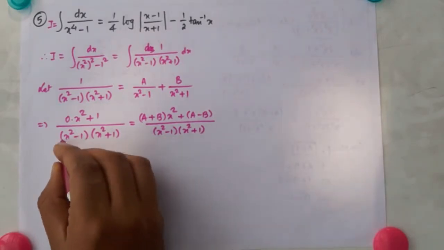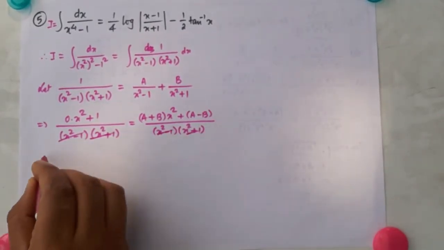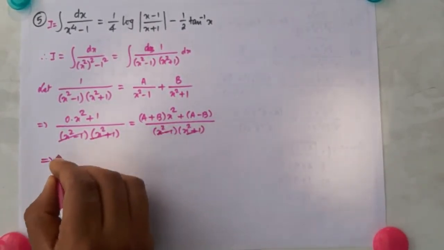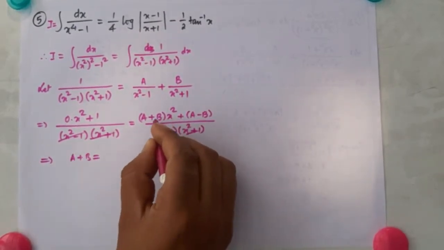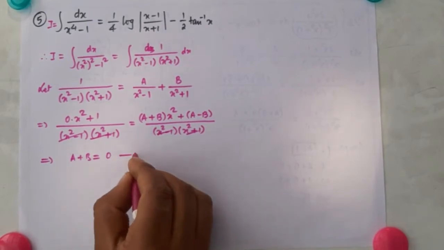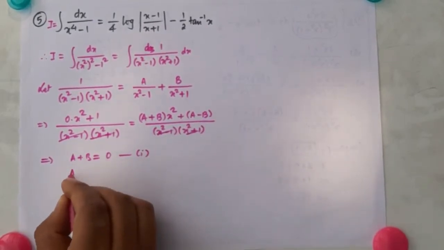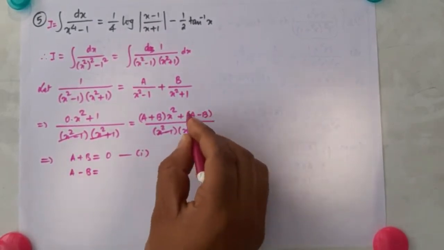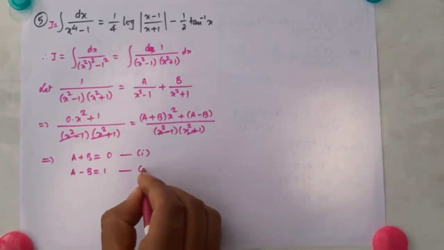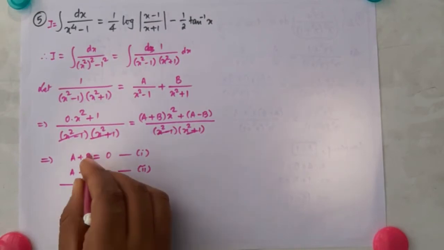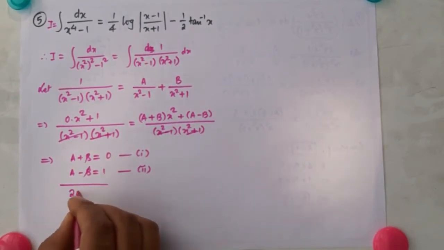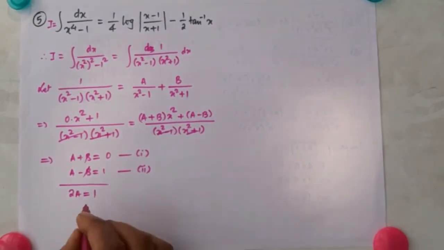Okay, so again this 2 gets cancelled, this and this gets cancelled, so from here comparing you get a plus b is equal to 0, the coefficient of x square is 0, call this equation 1, and you have a minus b, that constant term turns out to be 1. Let me call this equation 2. If you add these two, then this and this get cancelled, so you get 2a is equal to 1, isn't it? And from here the value of a turns out to be half.